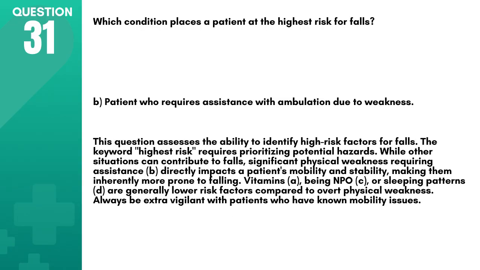Answer, B. Patient who requires assistance with ambulation due to weakness. This question assesses the ability to identify high-risk factors for falls. The keyword highest risk requires prioritizing potential hazards. While other situations can contribute to falls, significant physical weakness requiring assistance, B, directly impacts a patient's mobility and stability, making them inherently more prone to falling. Vitamins, A, being NPO, C, or sleeping patterns, D, are generally lower risk factors compared to overt physical weakness. Always be extra vigilant with patients who have known mobility issues.